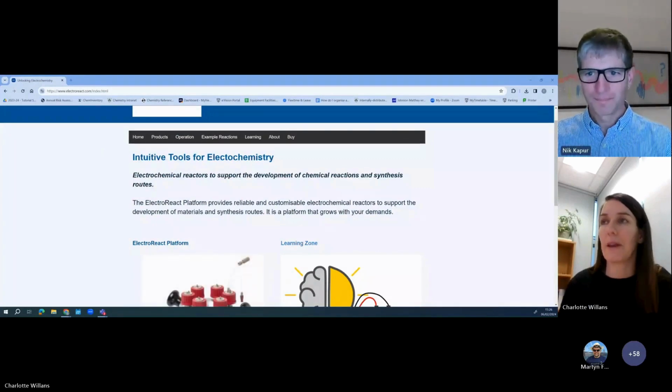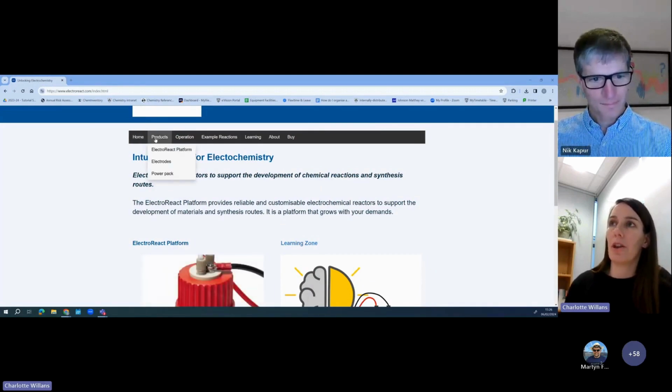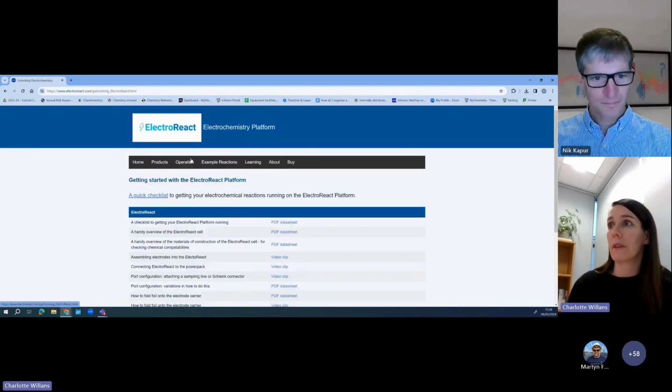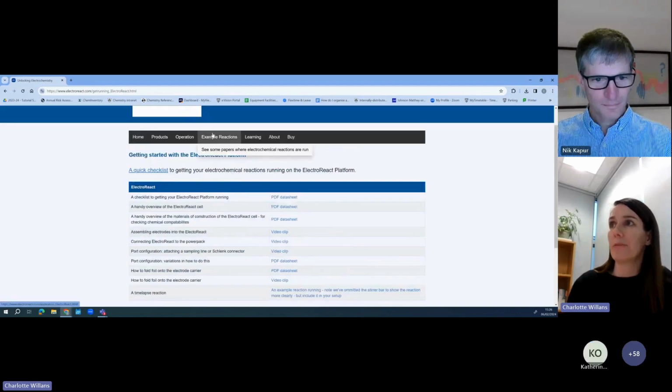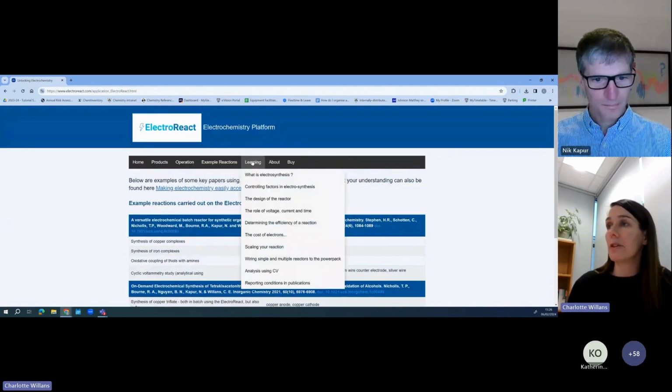Yep. Okay, great. So yeah, at the top are various tabs. You have the products. The operation is the one that Nick mentioned. That has all of the videos in there and the various data sheets. We have a tab on some example reactions, so some papers that we've published using the reactor. There's also this learning zone, which has a lot of information about what electrosynthesis is and various controlling factors, but there are also some models on there. Let me give you an example.